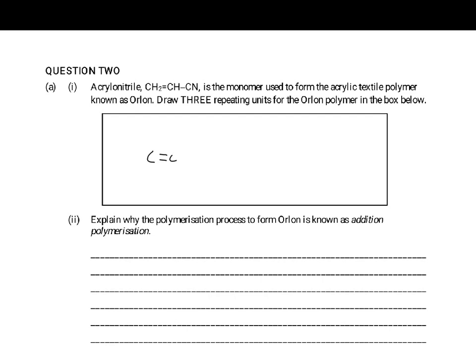So you draw your double bond, and then you draw a group up above and below of each carbon, and then you just fill in whatever groups you're given. So this one here you're told is CH2, so this carbon has 2 hydrogens on it. This one here has a hydrogen and a CN group on it. Doesn't matter if the CN group goes up rather than down, makes no difference. So draw your 3 repeating units. So this monomer occurs 3 times, all exactly the same.